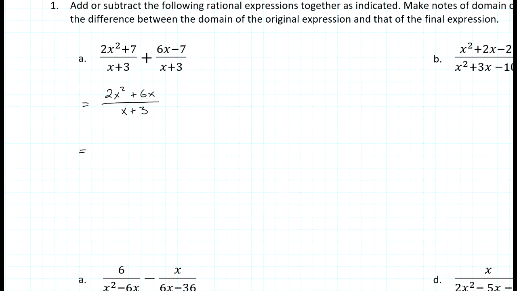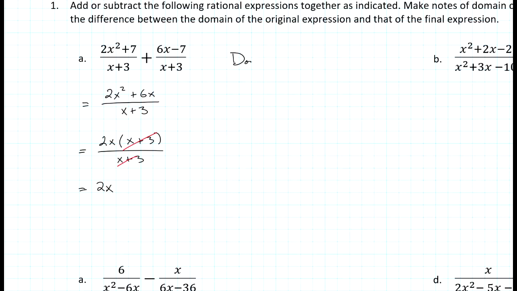All right, continuing with our simplification, we want to factor the top next. The bottom's not going to factor. We can pull a 2x out of the top, and we'll be left with an x plus 3 over x plus 3. And then we can cancel the x plus 3's top and bottom, leaving us with just the 2x. This is a review of us just adding these together, but let's now look at the domain changes. How did the domain change and where did it change?